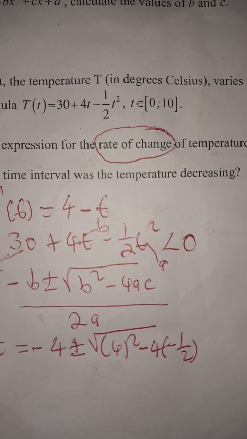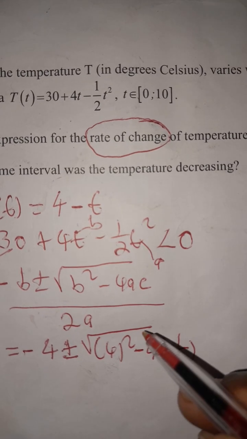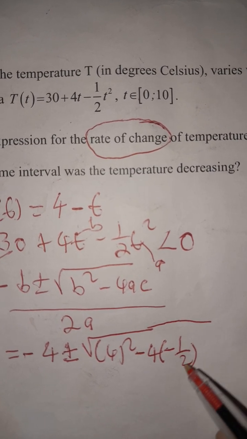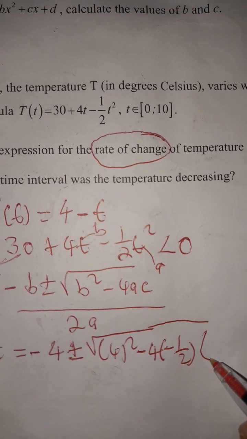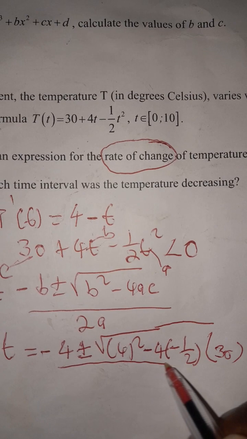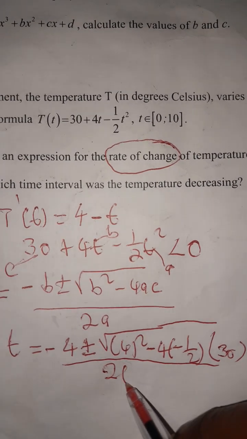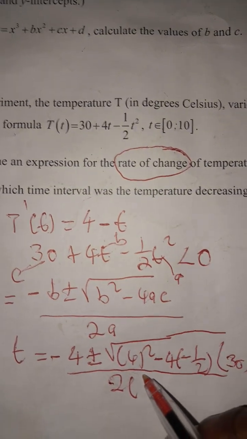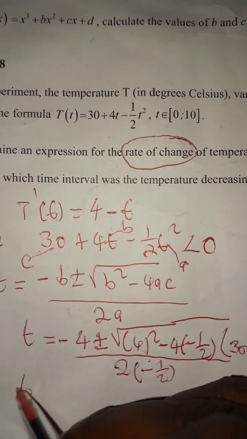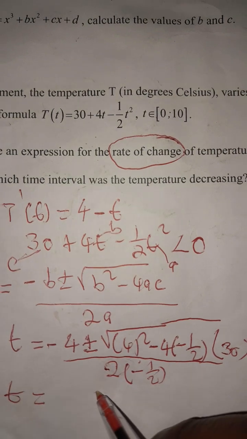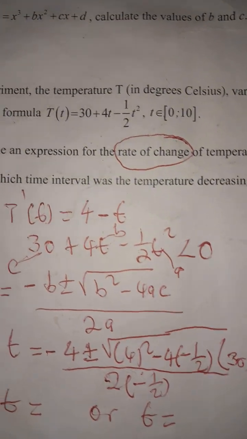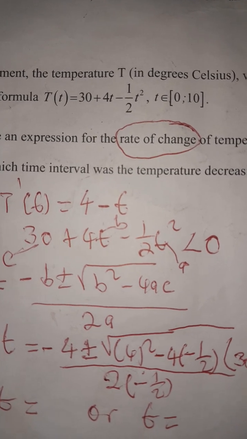Our a, we said, is negative half. Our c will be 30, divided by 2a, where our a is negative half. So from there you punch your calculator. We are going to have two solutions. One must be positive, the other one must be negative. So let's punch our calculator there.